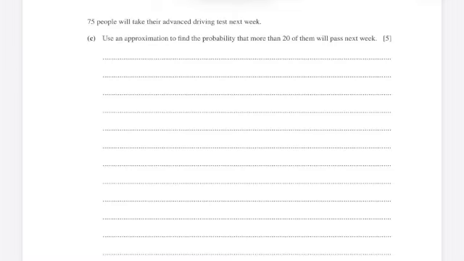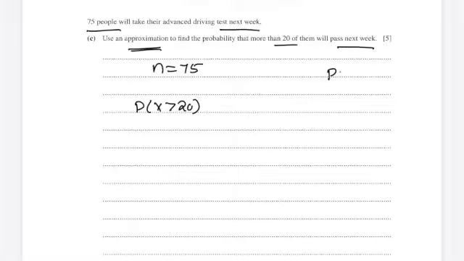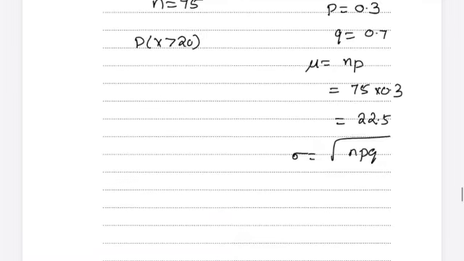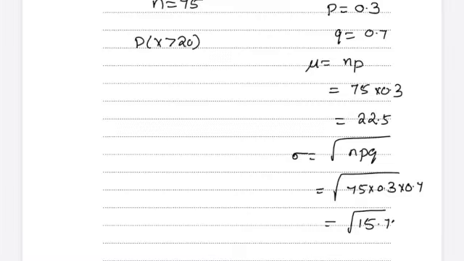Coming to part C, 75 people, so n equals 75, take a driving test next week. Use an approximation, the probability that x greater than 20 will pass the test. So passing is 0.3, failure is going to be 0.7. So the mean is np, which is 75 times 0.3, which is 22.5. The standard deviation is square root of npq, which is square root of 75 times 0.3 times 0.7, which is square root of 15.75.